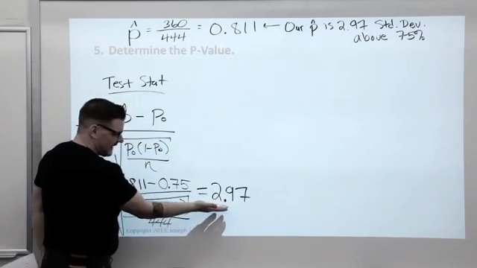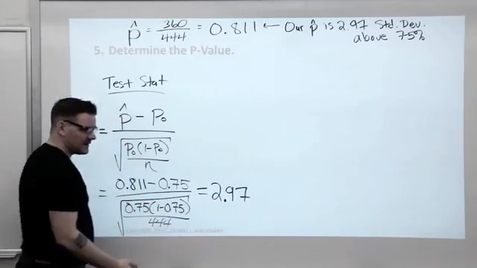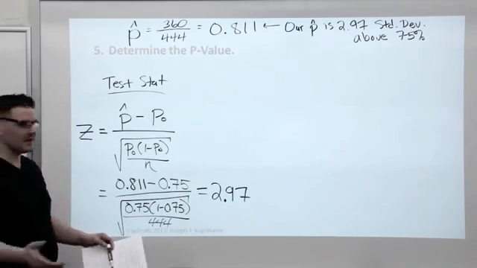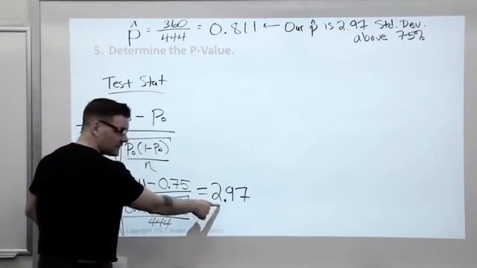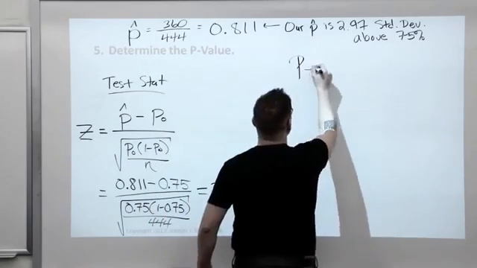We don't want to get in the habit of making our decisions to reject or fail to reject based on this, because we're going to change all the rules of the game in about 2 lessons. So always convert this to a probability, get the p-value. P-value over here.